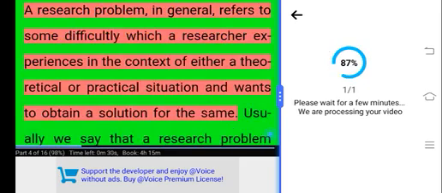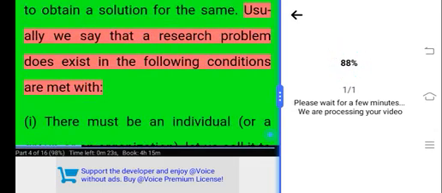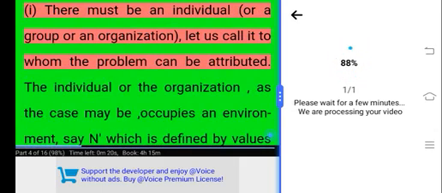What is a research problem? Research problem, in general, refers to some difficulty which a researcher experiences in the context of either a theoretical or practical situation and wants to obtain a solution for the same. Usually we say that a research problem does exist if the following conditions are met with.